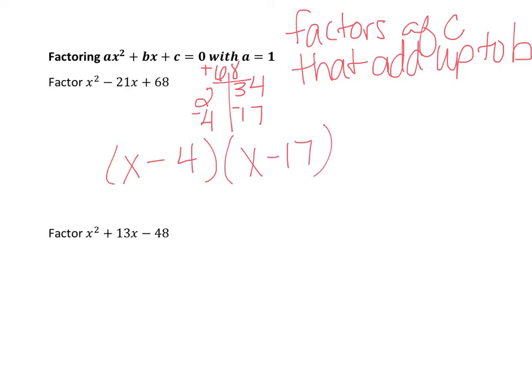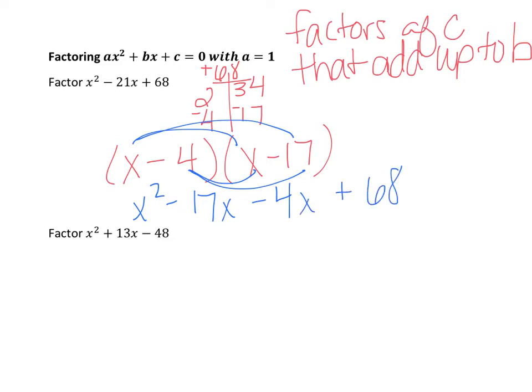You can still always double check by distributing. So I'm going to have x squared minus 17x minus 4x plus 68. Does indeed give me my original when I combine my like terms in the middle. Okay, on your second one, try it. Come back and check. I'm looking for factors of 48 that add up to 13.